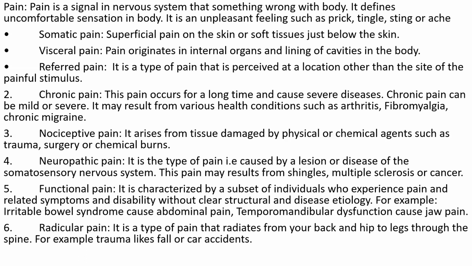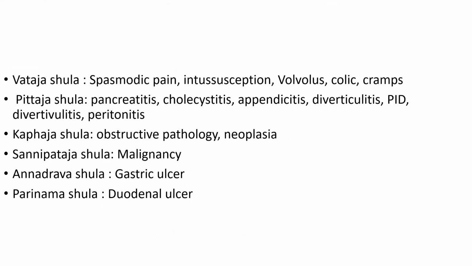So neuropathic pain, functional pain, and radicular pain are all different kinds of pain, which come as a response to the presence of irritants which irritate the lining of mucosa, because of which parasympathetic nervous stimulation happens. That means Vata aggravates and produces Shula. Vata the Shula, the spasmodic pain, as you see in case of intussusception, volvulus, colic, as well as cramps.